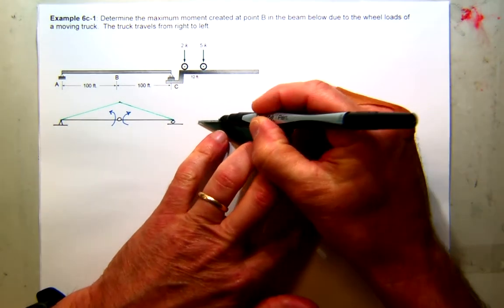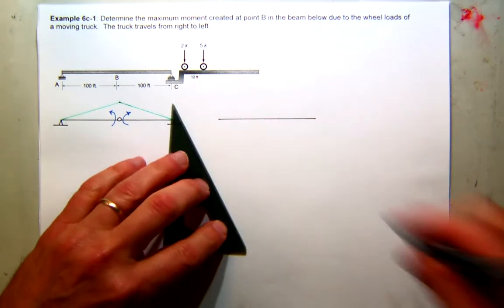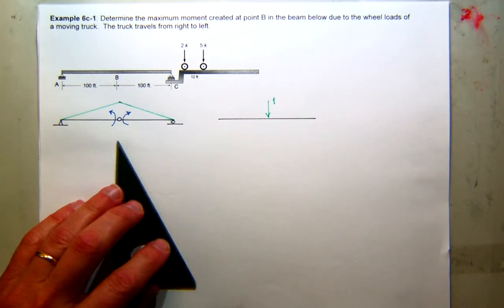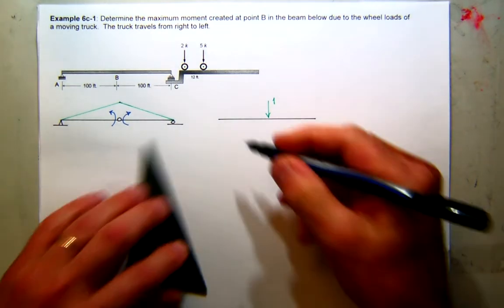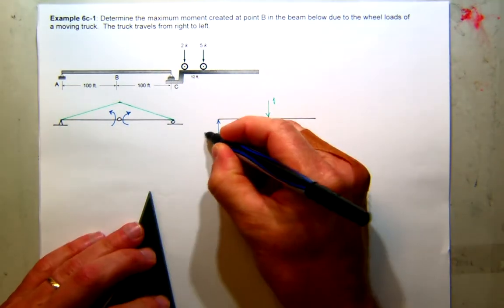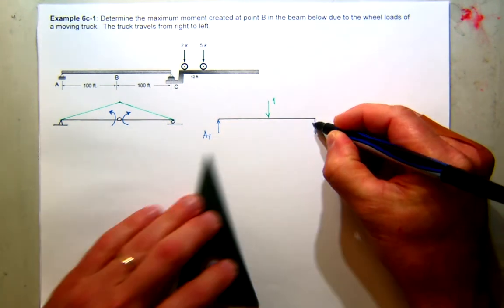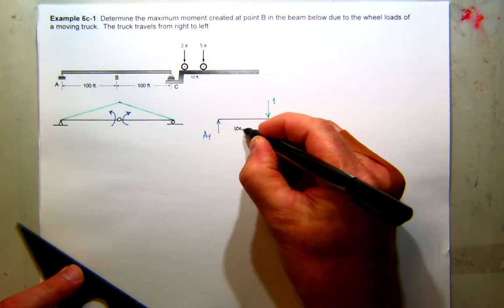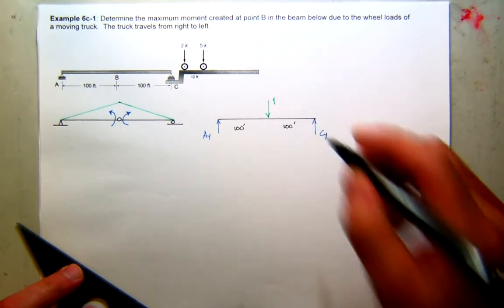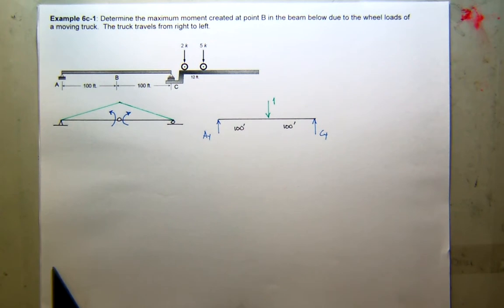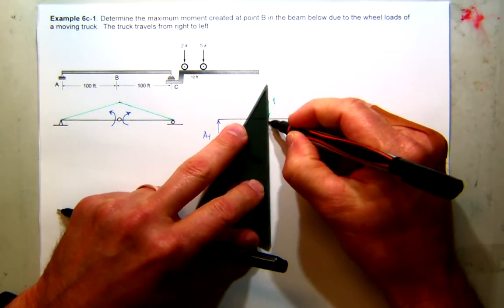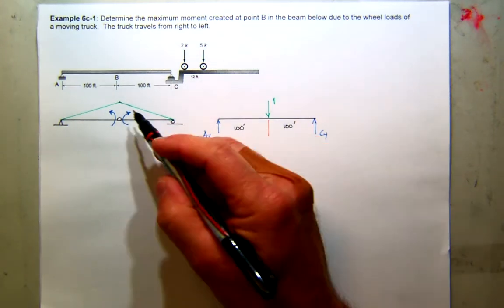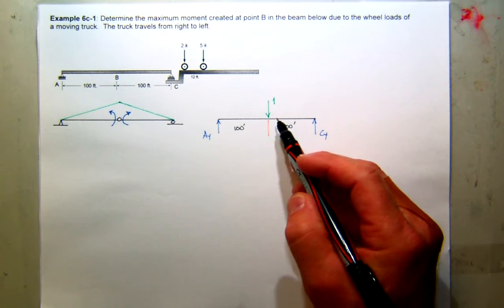That translates to a simple supported beam with the unit load right slap in the middle. I'd have a reaction at A, a reaction at C. The dimensions here are, let's see, it's 100 feet. Now, I am then going to cut that structure right there at C, decide if I want to work the left or the right-hand side, and try to find the internal bending moment. That will give me this value right there. Which side do you want to work, the left side or the right side?